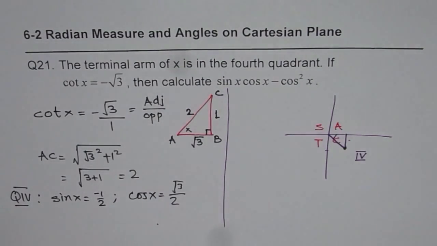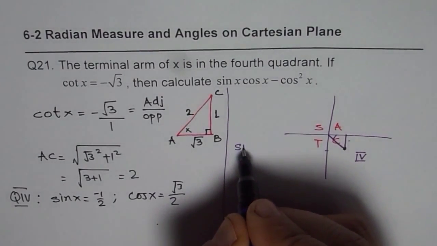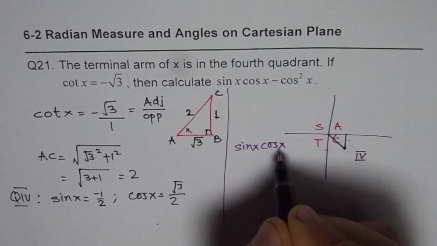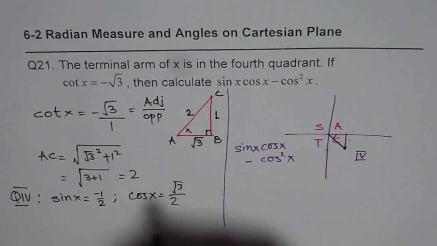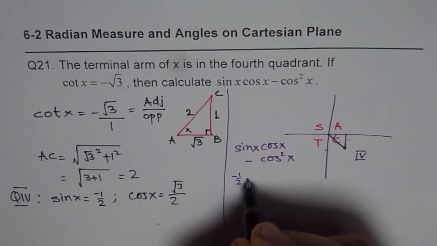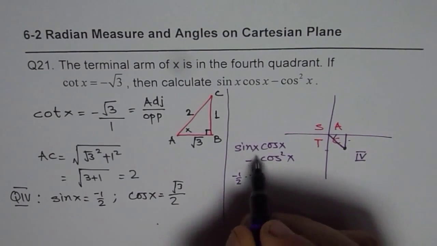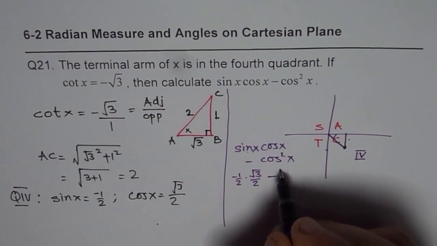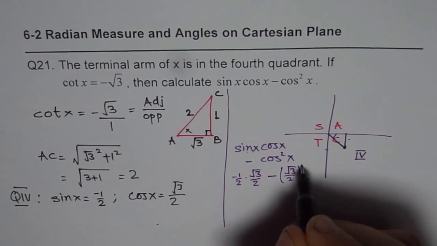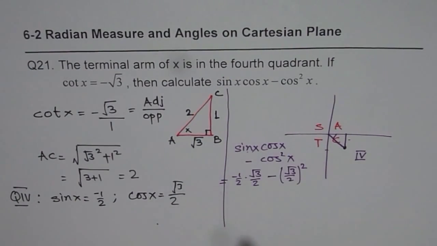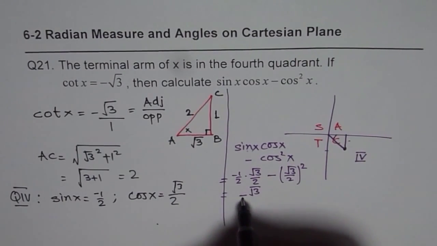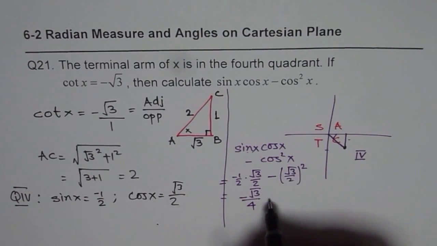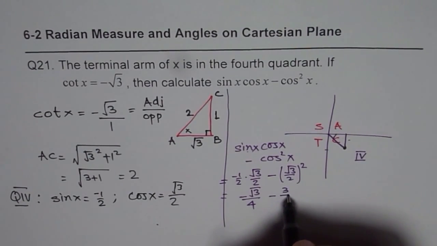So the expression given to us is sin x cos x minus cos square x, right? So sin x times cos x means minus half times square root 3 over 2. And cos square x means square root 3 over 2 whole squared, right? So that is how we can evaluate. If you multiply this, you get minus square root 3 over 4, and when you square this, you get 3 over 4, right?